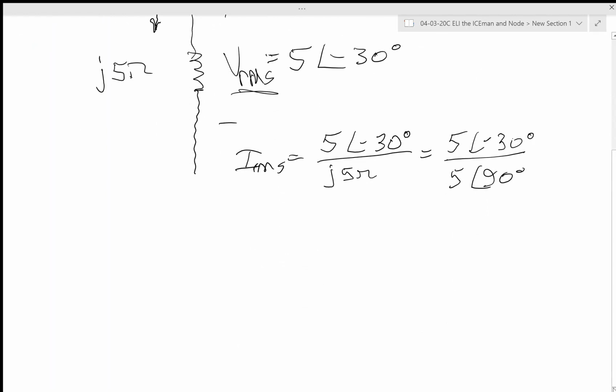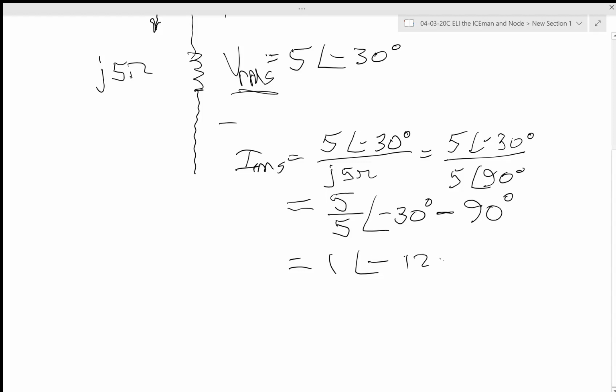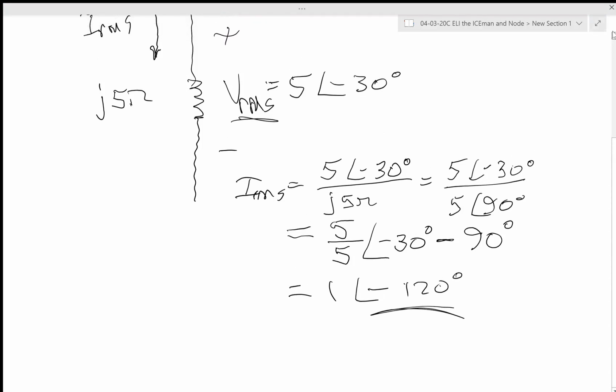Okay, and this equals 5 divided by 5 at an angle of minus 30. Bring the angle up from the bottom, so that means you subtract it. That's going to be minus 90 degrees. And so this is going to be 1 angle minus 120 degrees.